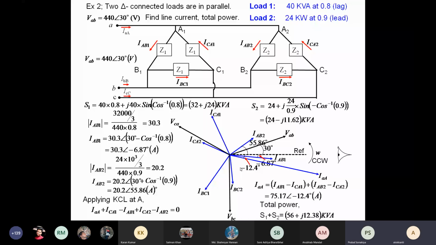Sir, how can we quickly calculate ICA1, ICA2 if we know the value of IAB1? Because the magnitudes will be the same. Yeah, you just have to find the angle by shifting by 120 degrees. Yes, sir, you are right. Okay, sir.